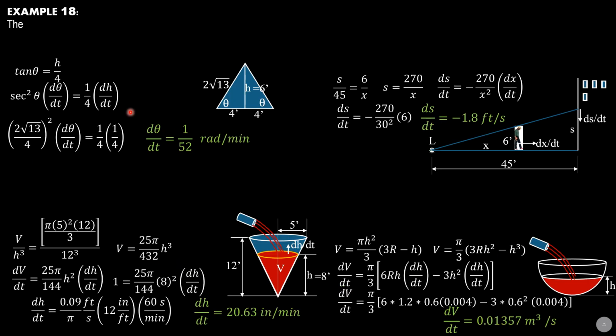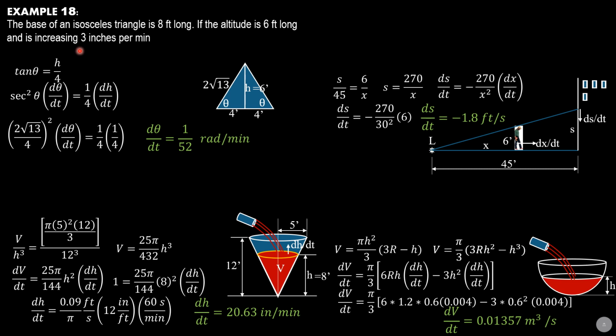Example 18. The base of an isosceles triangle is 8 feet long. If the altitude is 6 feet long and is increasing 3 inches per minute, at what rate are the base angles changing in radians per minute? So this is the isosceles triangle. The base is 8 feet. Let's draw the altitude, which will cut the base into 2 equal parts: 4 feet, 4 feet. These two angles are equal, the base angles.